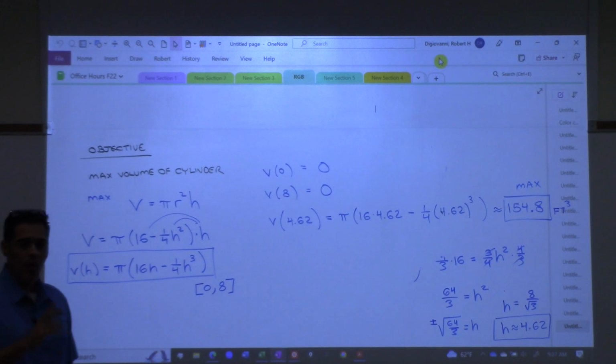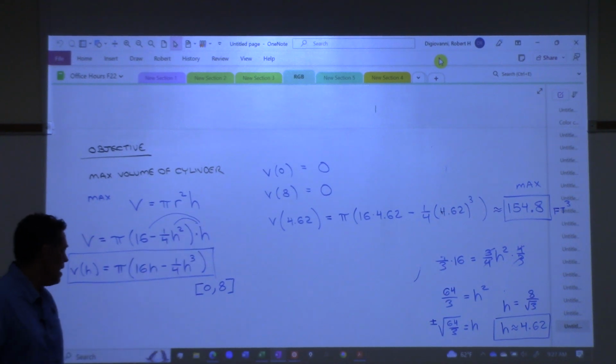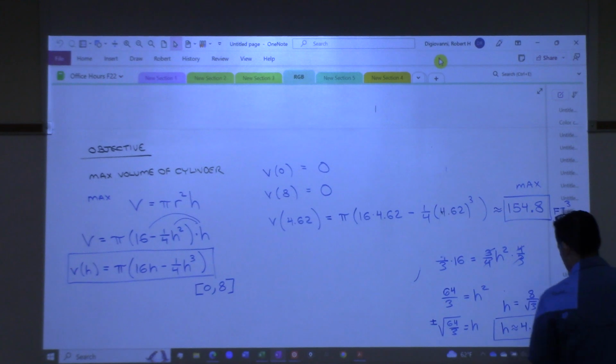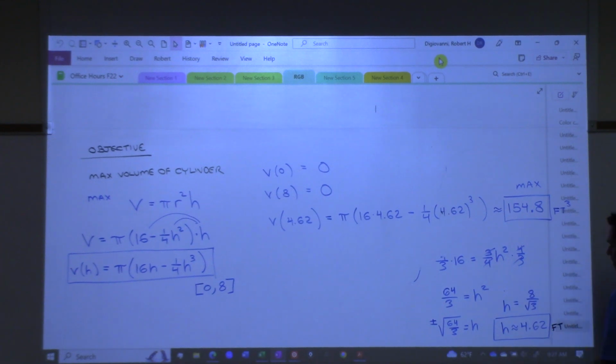Now that's part of the question. The question said, what are the dimensions and the volume, right, of the largest cylinder? We've found the volume. I need the dimensions. I know what h has to be, right? h has got to be 4.62 feet, but I also need to know the radius of this cylinder.